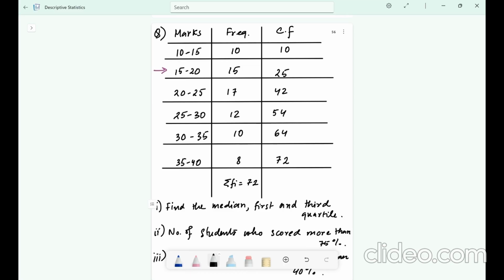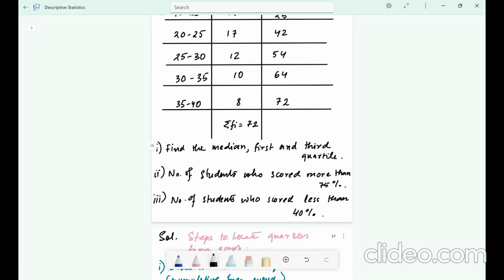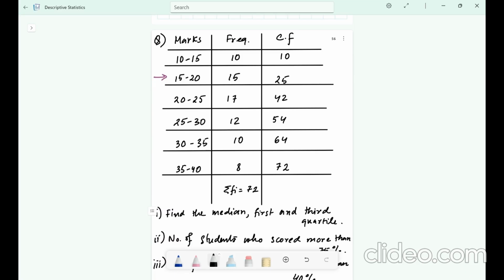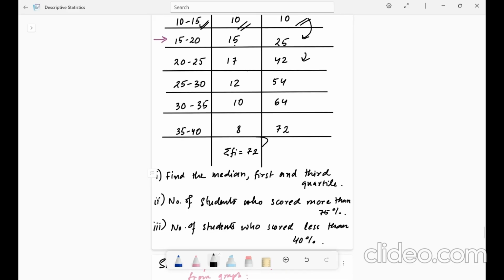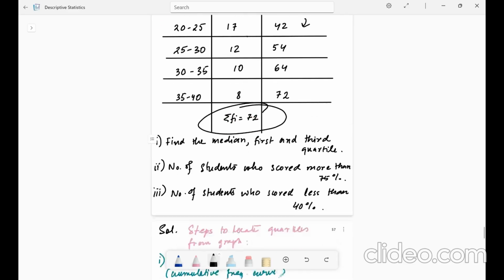Here we have three parts of questions. Let's see them one by one. The table here denotes the marks of students, the frequency, and the cumulative frequency. 10 to 15 is 10, cumulative frequency is 10; 15 to 20 is 15, 10 plus 15 is 25; 20 to 25 is 17, 25 plus 17 is 42, and so on. The total value is 72. What is the question?